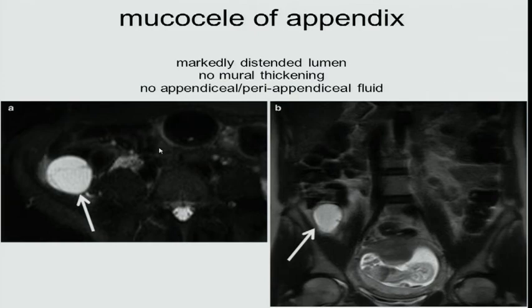So we would use our three, remember we got the single shot fast spin echo in three different planes? A lot of the times you can see the appendix a lot better on the sagittal in pregnant ladies because the gravid uterus is pushing it up and back. So it seems to show up better on the sagittal. If you can follow it back to the base of the cecum, then you know it's not the ovary, right?